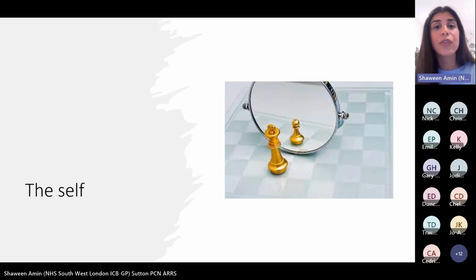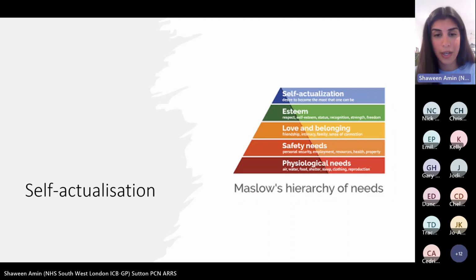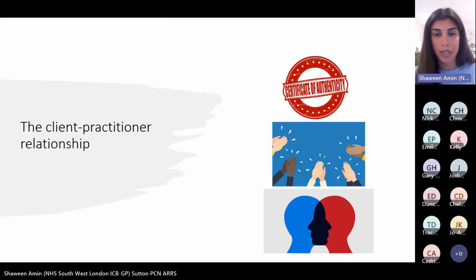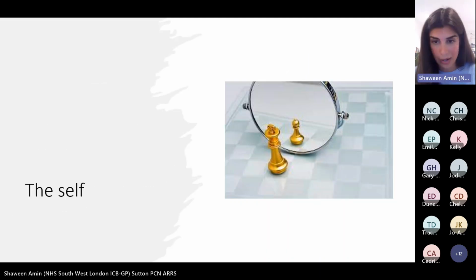So the self is all about bridging the gap between the current and the ideal self to help people become fully functioning. And how we do that is through the person-centered, non-directive counselling. So the 3 concepts: self-actualization, client-practitioner relationship, and the self.